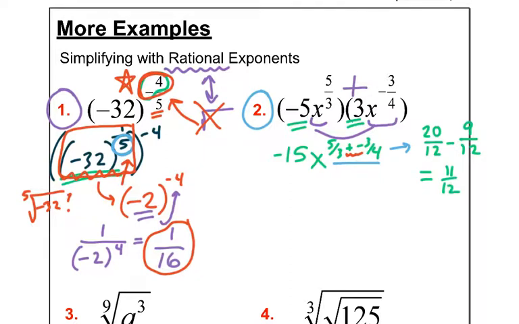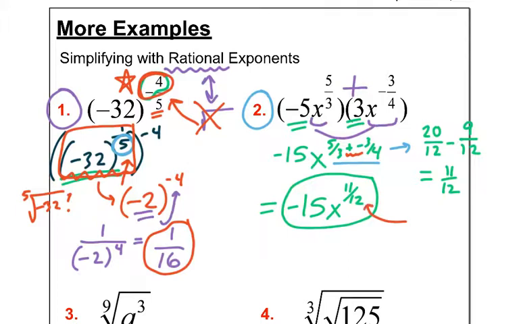Awesome. Okay, final answer. We have the 5 and the 3 and the negative made negative 15 again. x to the 11 over 12. Not that we need to know, but this is the what kind of radical? The 12th root. So just pretty cool to know that this would be the 12th root of x to the 11th.